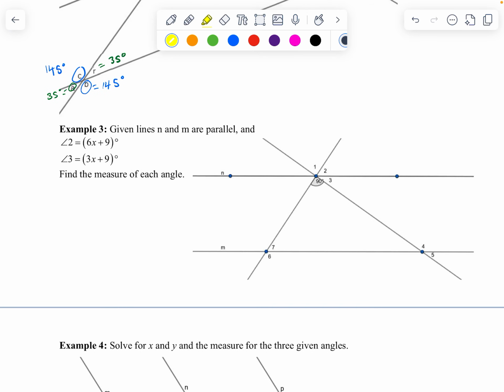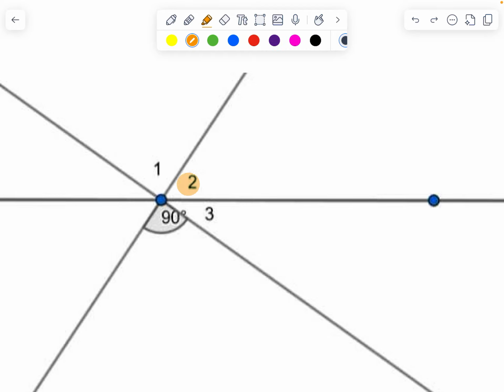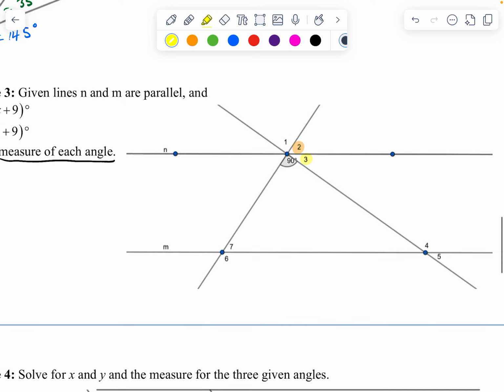But on these ones, we're given lines N and M are parallel. We're given also angles 2 and 3, and it says find the measure. So that means we not only need to find out what value x is, but we also need to plug it back in and figure out what the angle itself is. All right, so we know angle 2. We know angle 3. And we also know that 90-degree angle there.